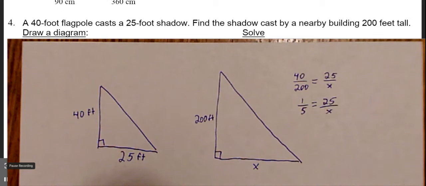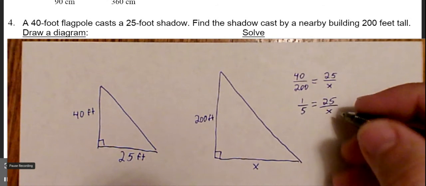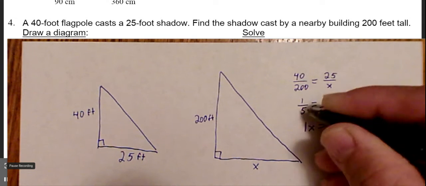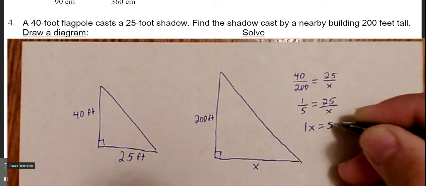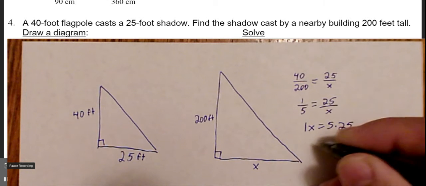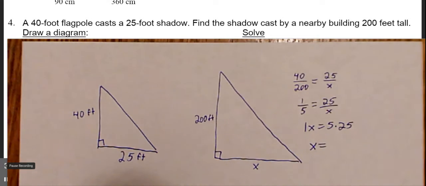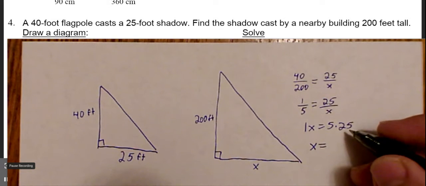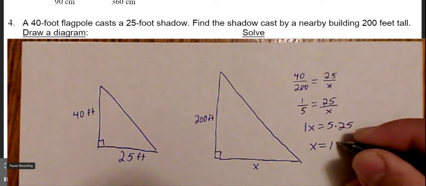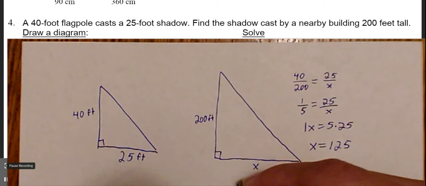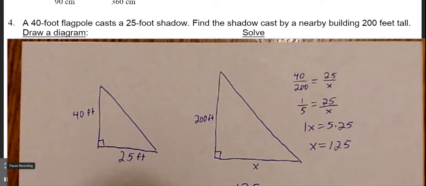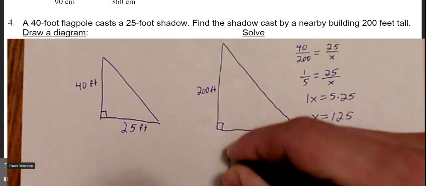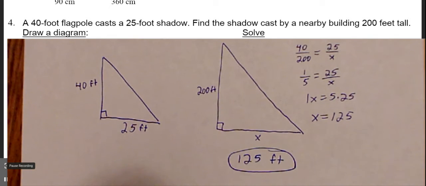I dig it. All right, so now let's cross multiply. So 1 will multiply x, so that's 1x equals 5 will multiply 25. And so 1x, I can just change to being x equals 5 times 25. Well, that is going to be a 125-foot long shadow. So 125 feet is my final answer for my shadow.